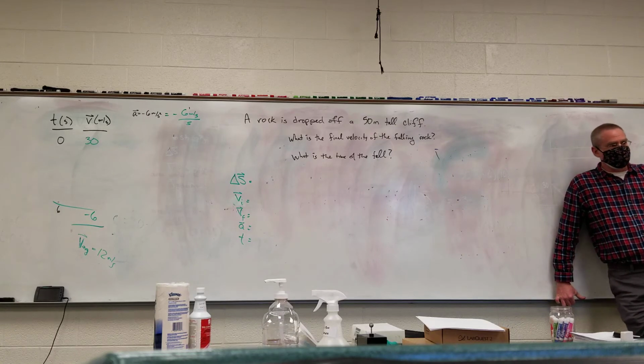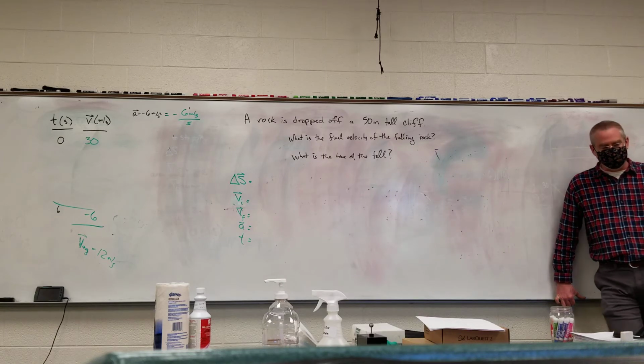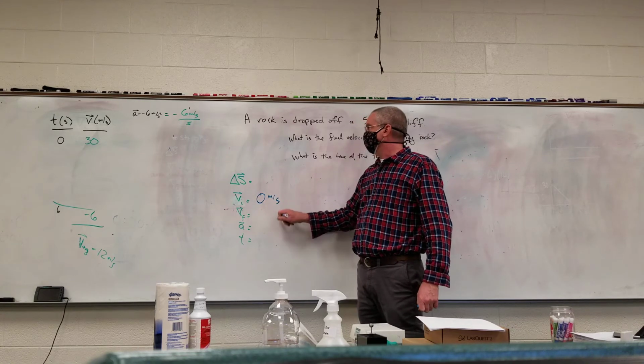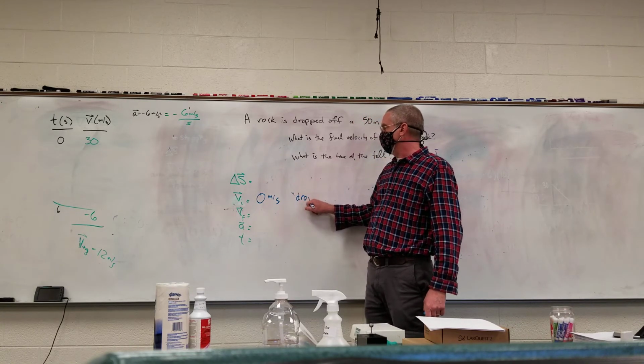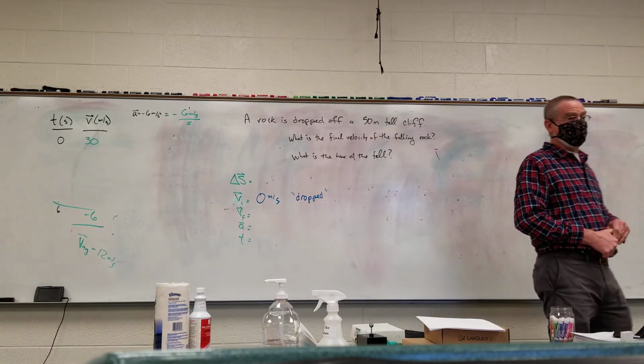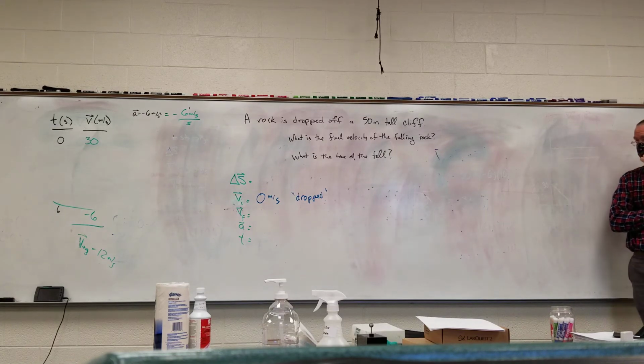What do we know? Our initial velocity is 0. Why? Because it's being dropped, which means initial velocity is 0 meters per second. And the key word there is dropped. Otherwise, it's called thrown. If it's thrown, then you don't make that assumption, but dropped automatically means initial velocity is 0.